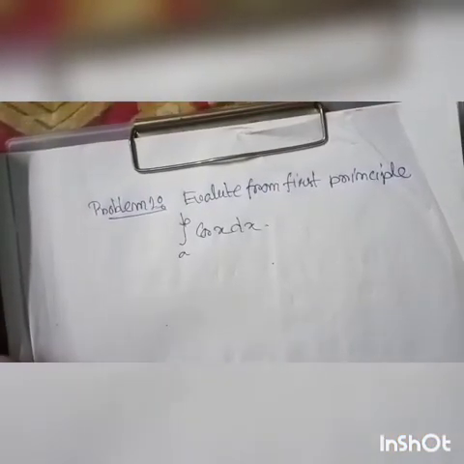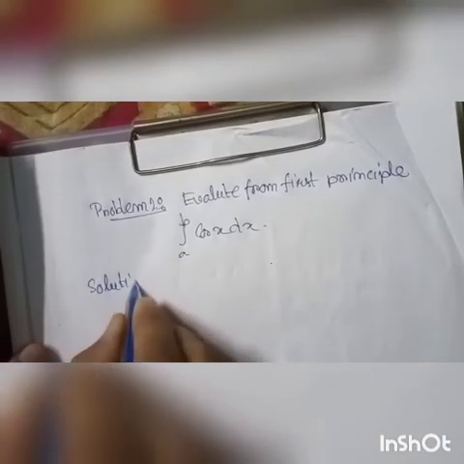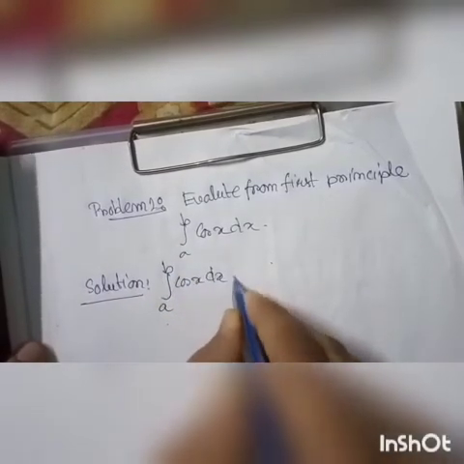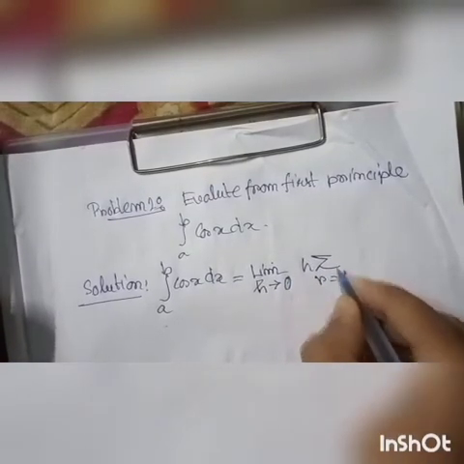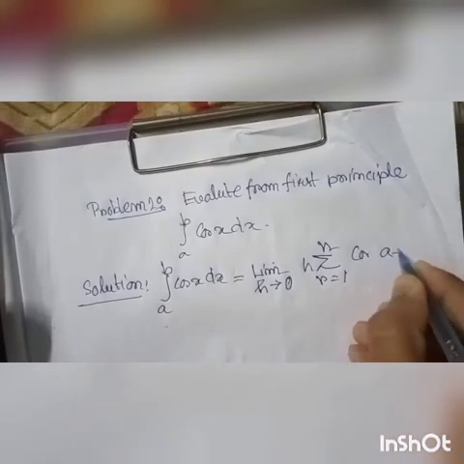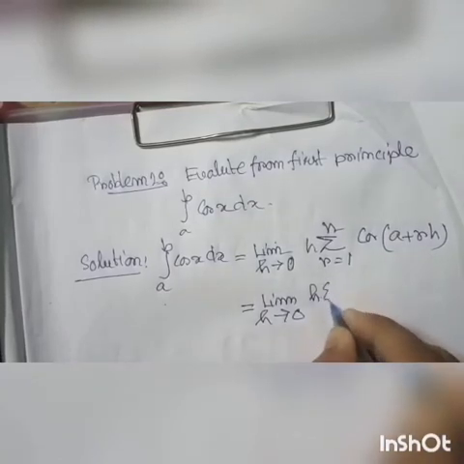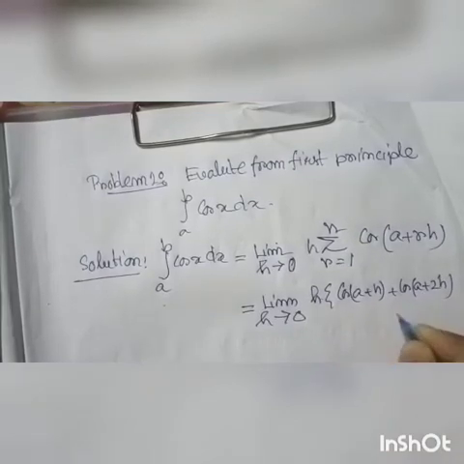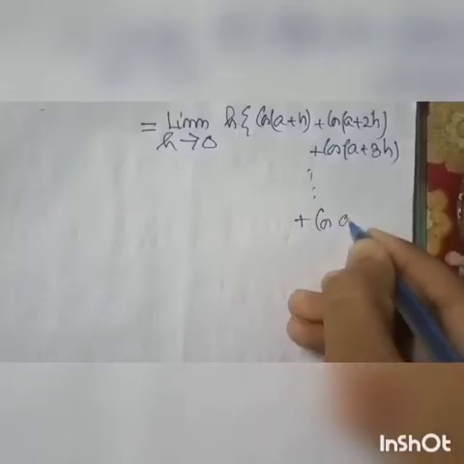So here is problem number 2. We have to evaluate from the first principle the integration a to b cos x dx. Solution: integration a to b cos x dx equals limit h tends to 0, h into summation r equals 1 to n cos of a plus rh, equals h into cos of a plus h plus cos of a plus 2h plus cos of a plus 3h and so on, up to cos of a plus nh.